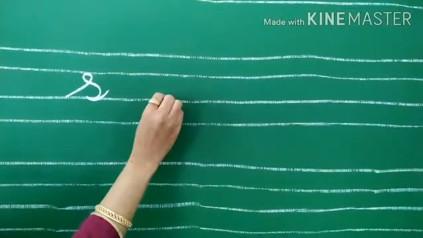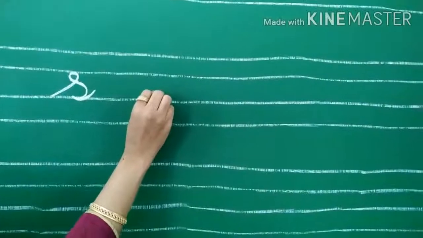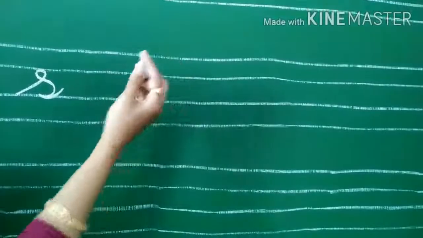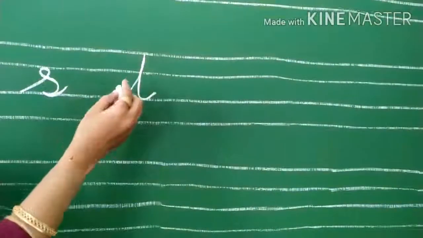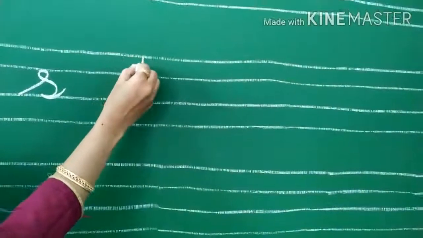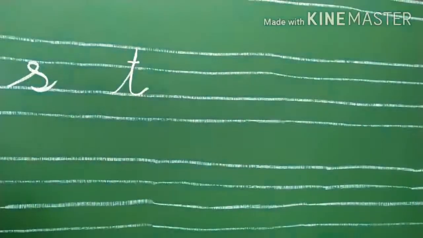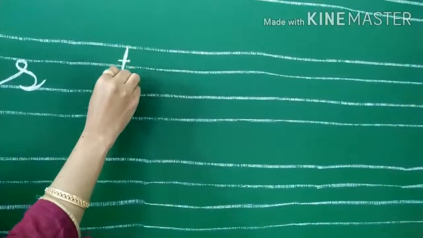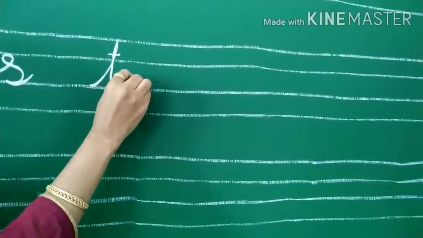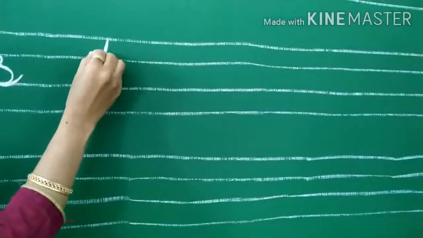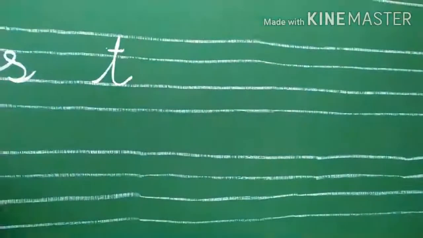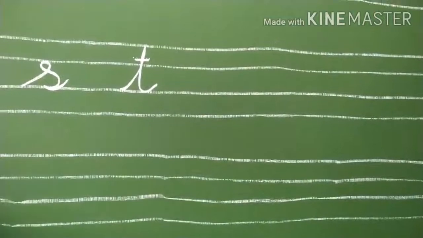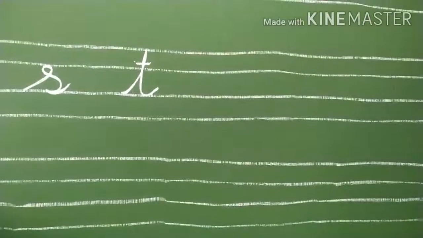It's t. To write t, draw a slanting line, put a straight line ends with a small curve. Yes, draw and put a line in the center to make a small t. Draw a slanting line and draw a straight line ends with a small curve and put a small line in the middle. It's small t. What comes after t? It's u.